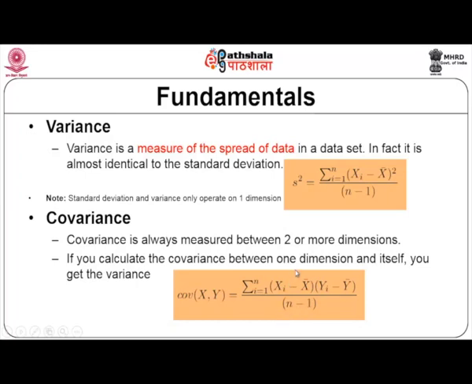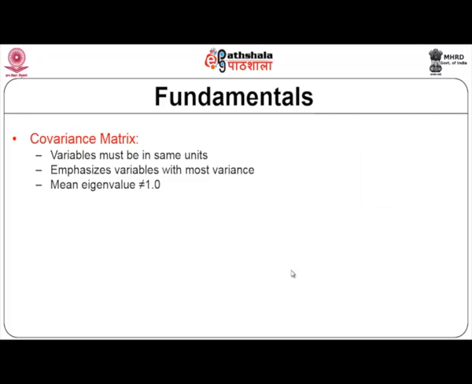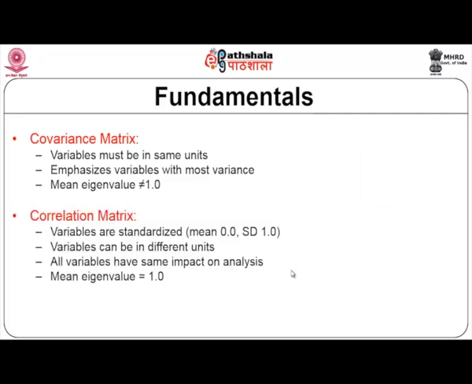Before computing the principal component analysis, we will have to calculate the covariances between various dimensions. Covariance can be derived from two entities. One is the covariance matrix, another one is the correlation matrix. In the covariance matrix, the variables must be associated with the same units and the emphasis will be on the variables with the most variance. Any variable which highlights higher variation will be considered for calculating the variance. The correlation matrix is a standardized form of the covariance matrix.